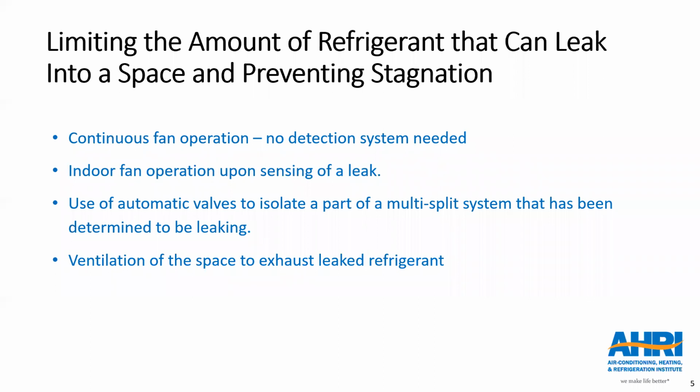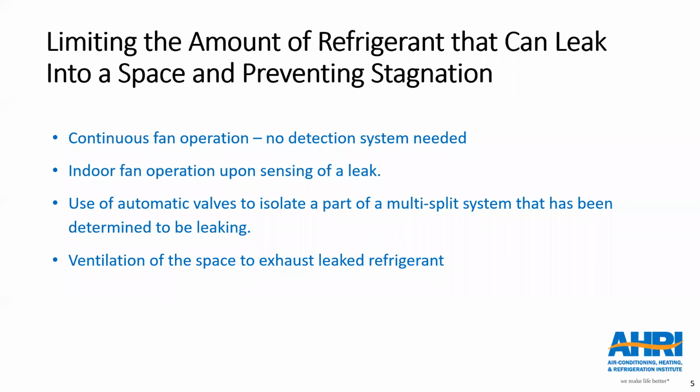Now this can be done by running the indoor fan continuously, but of course this is not ideal for either energy usage or comfort. Therefore, the standards allow for the addition of a refrigerant detection system to the indoor unit to monitor for leaks, and if one occurs, then activate mitigation actions. These include turning on the indoor fan and turning off the compressor. It may include closing valves in refrigerant lines to isolate the indoor section, and possibly activating ventilation to reduce the refrigerant level in the space.